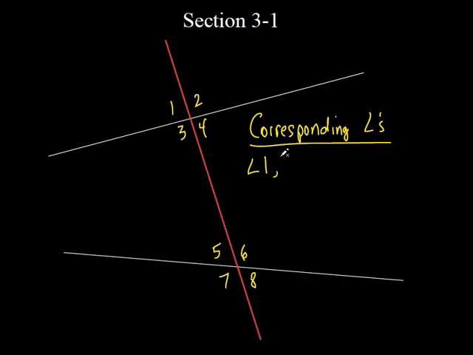So angle 1, I'll put a comma. We'll just kind of make a list. What's the corresponding angle with angle 1? Angle 5. That's a weird looking angle symbol, but you get the idea. So angle 1 and 5. Let's do some more. Angle 2 and what else? 6. Okay. Angle 3 and angle 7.